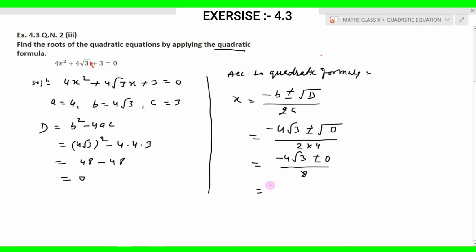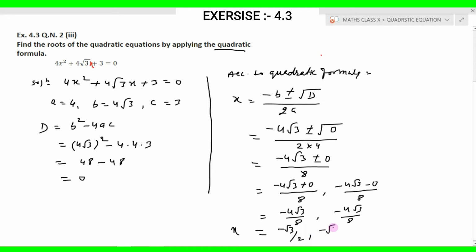It means we have two values of x. One is minus 4 root 3 plus 0 by 8, and the second one is minus 4 root 3 minus 0 by 8. In both cases we will get the same value, minus 4 root 3 by 8 and minus 4 root 3 by 8. And if you go for the cancellation, you will find the value of x is equal to, 4 2s are 8, so minus root 3 by 2, and here also minus root 3 by 2. So these are the two values we have got, and these are called the roots of the equation.